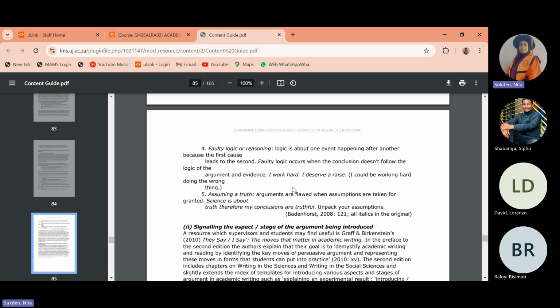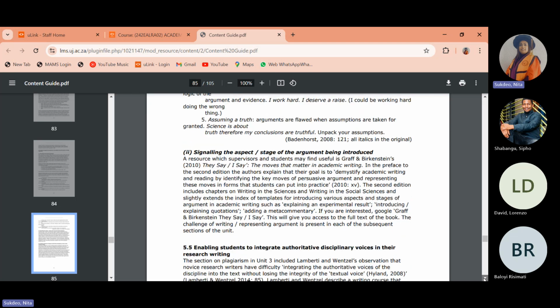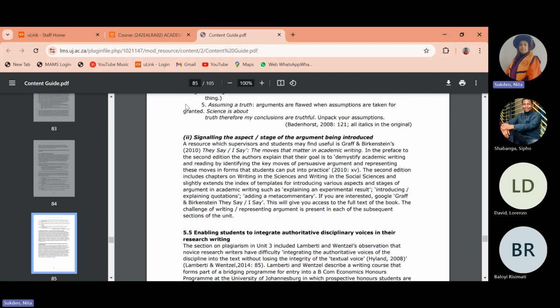Yes, I work hard. Yes, I deserve a raise. But based on what? How much did you put into your work? Easy for us to say, I'm there 8 to 4. I'm there in the office 8 to 5. What are you doing in that 8 to 5 to deserve your raise? So always substantiate and show the evidence: I worked hard because of A, B, C, D, so I deserve a raise. So, a logical sequence.